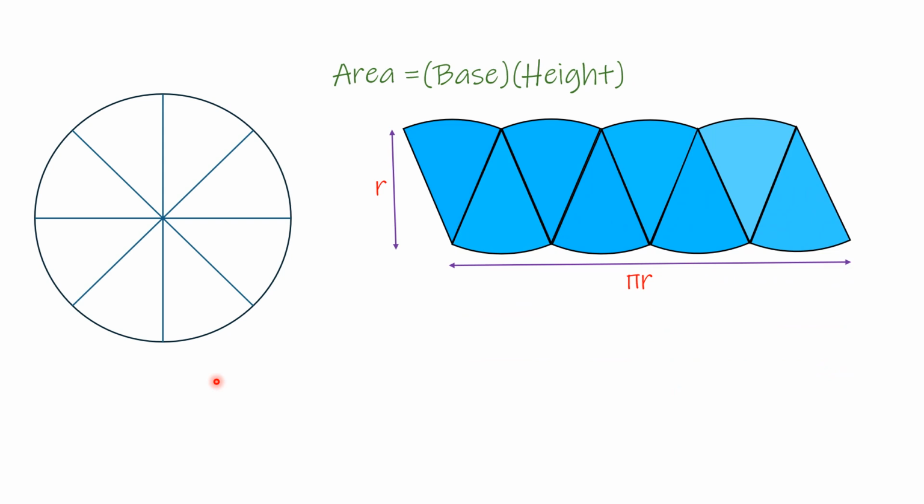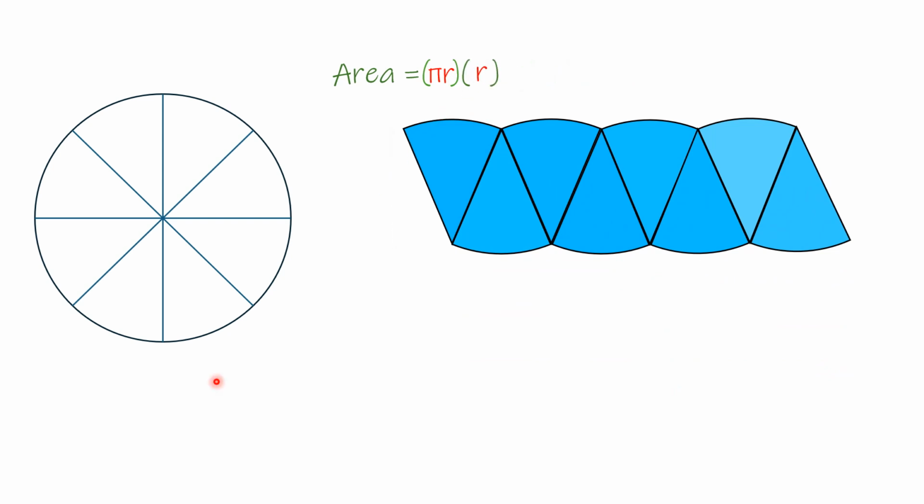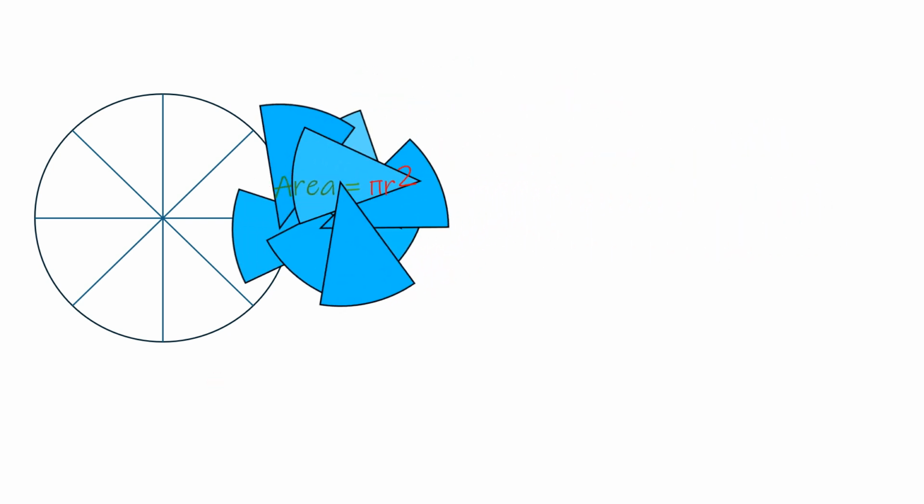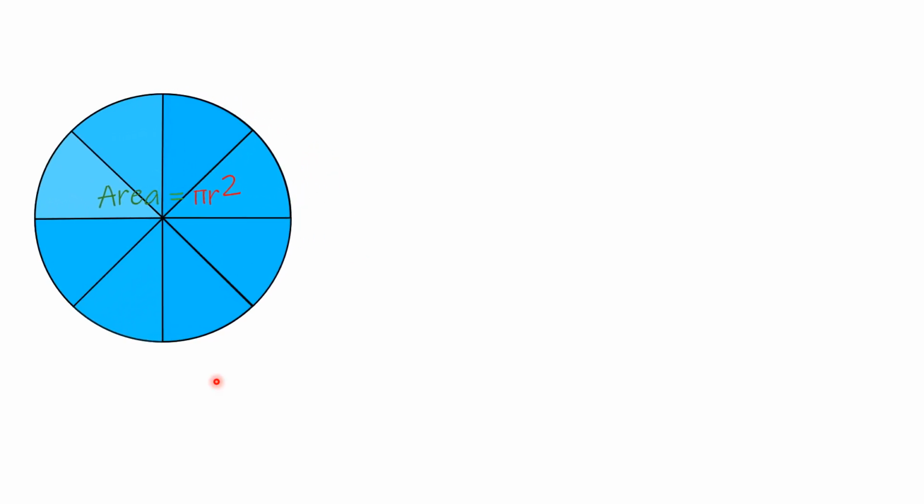Now that r and pi r, we can substitute in our formula. So the base is pi times r, and the height is r, or the radius. And then you multiply this, pi r times r is pi r squared. And that is the area of this figure. Area is equal to pi r squared. And where is it coming from? It's coming from this circle. So that means the area of this circle, or any circle, is equal to pi r squared. And that explains the formula.